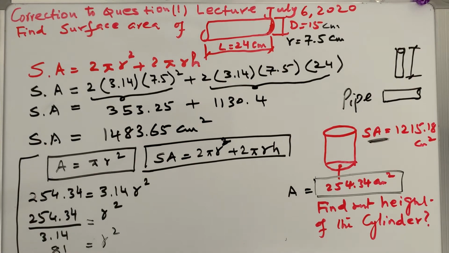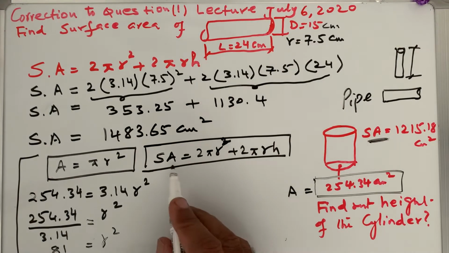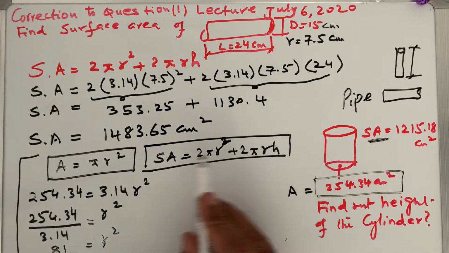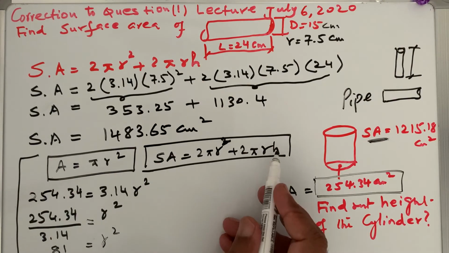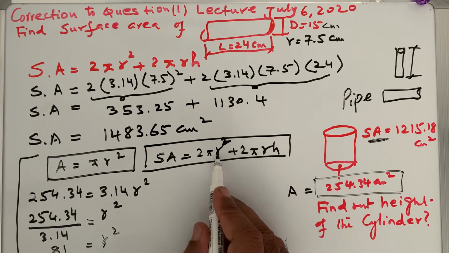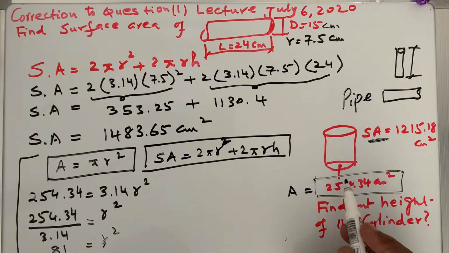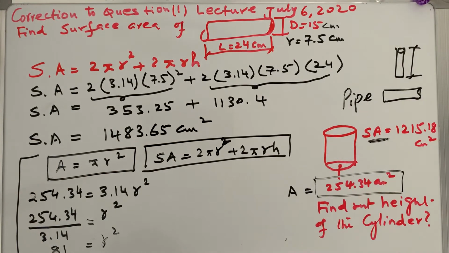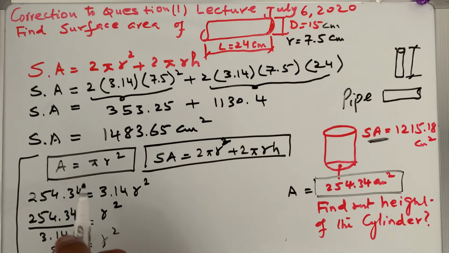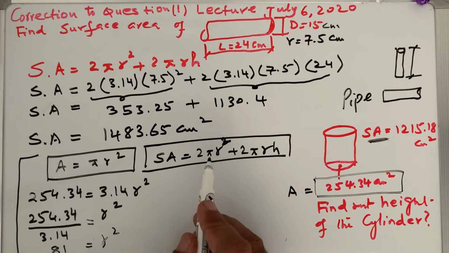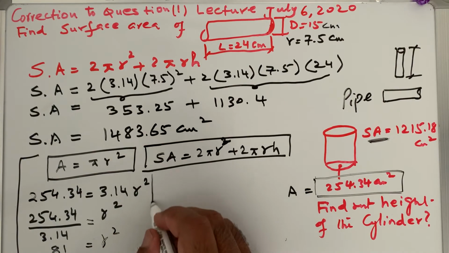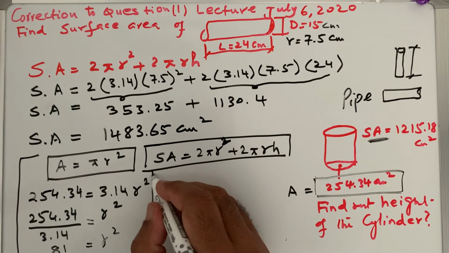Now only the surface area is given. Surface area has three variables: r, h, and surface area. So you cannot get the height unless you have r. To calculate r, they have given you the area of the circle at the bottom of the cylinder. We know that area is pi r square. So from this formula we get r, and then we put it back into the original surface area formula.